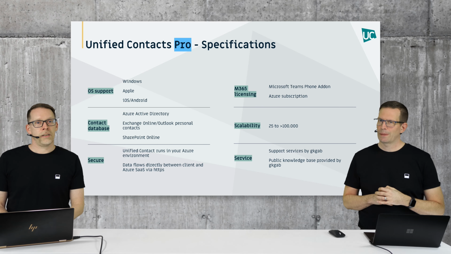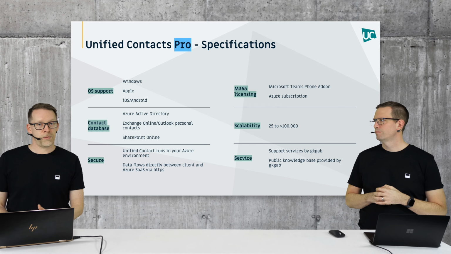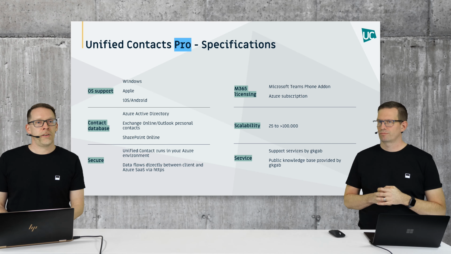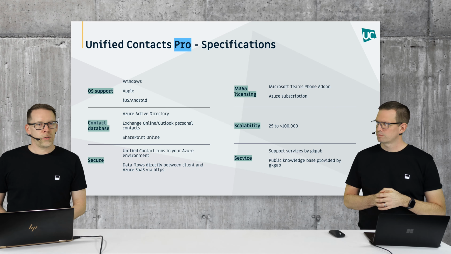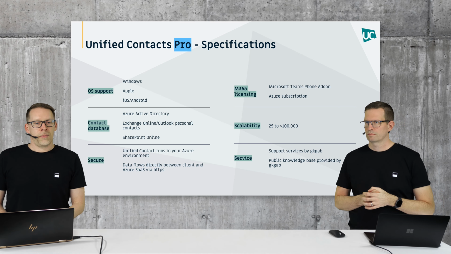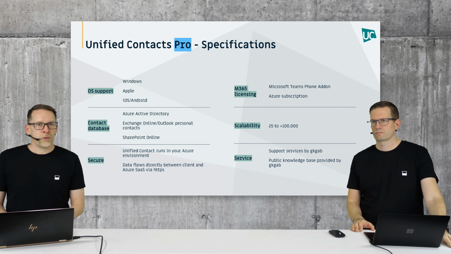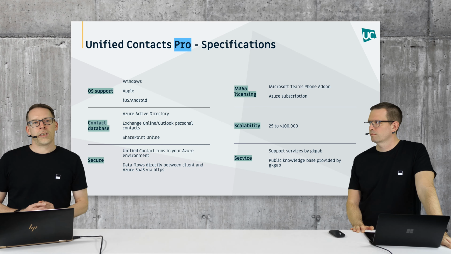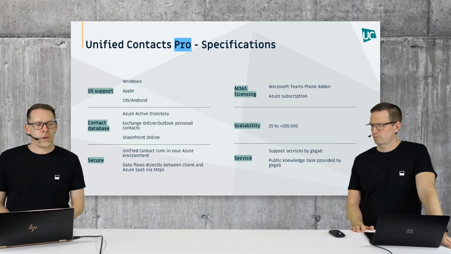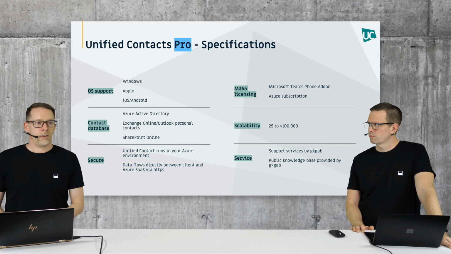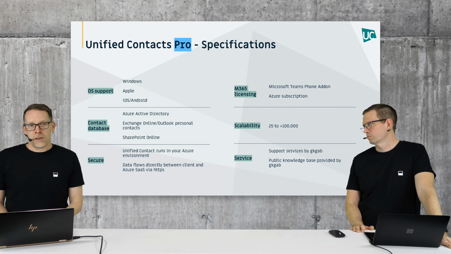So a big difference to the free edition is the M365 licensing. The Teams phone add-on stays the same. So if you want to initiate a phone call out of Unified Contacts, you need the phone system license applied on your user account. But also, as the service is running in your Azure tenant, you need an Azure subscription, which will be used for consumption and also for licensing and billing.